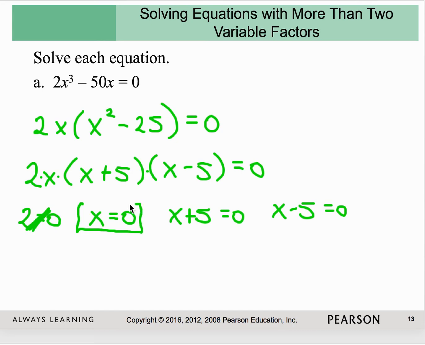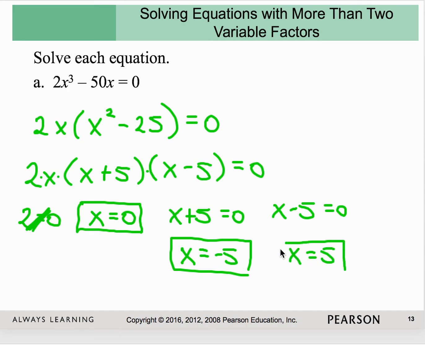Now, x could be 0, or to make this one 0, x could be negative 5, or to make this one 0, x could be positive 5. Notice this time we got 3 answers. If I didn't get 3 answers, I would know something is wrong. I don't want 4 answers.